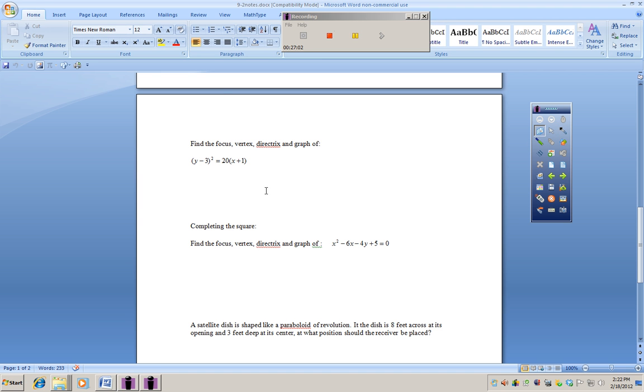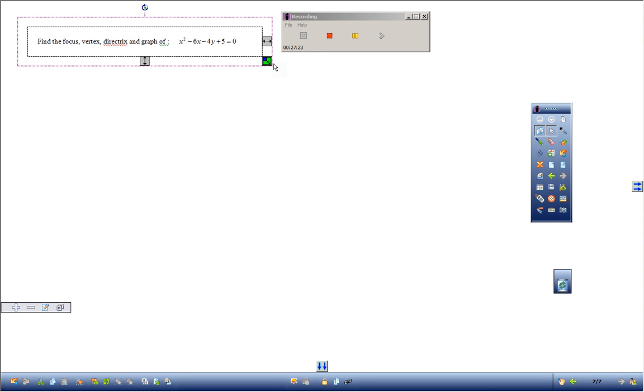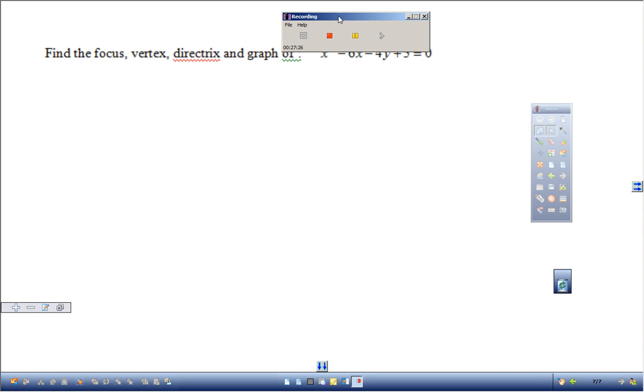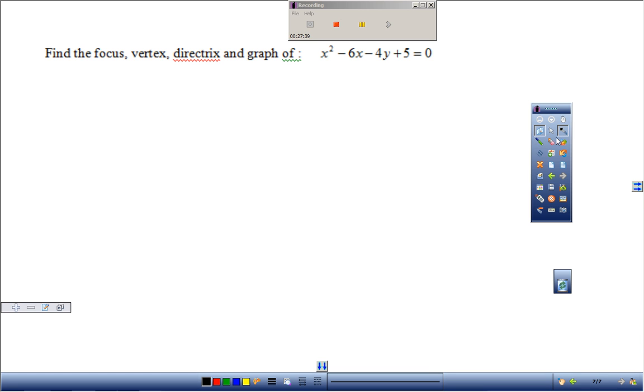Okay, next one. In this case, what you have to do is complete the square. That can be a little bit tricky, but it's a good exercise for you. It's the same idea, but first we have to get this into a form of a parabola that I can work with. As you can see, I have x squared minus 6x, so I'm going to complete the square on the x squared part.